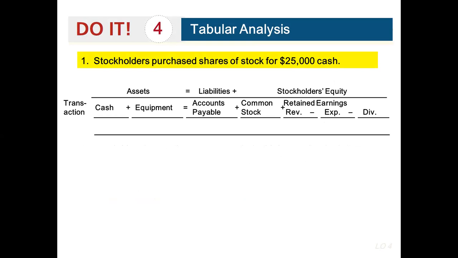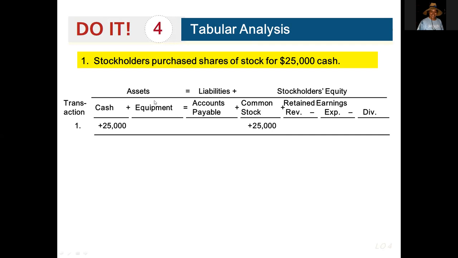Does anybody know how this impacts the assets, liability, stockholders' equity chart on the screen here? I know it's kind of hard. I just want to get a sense of if you know what to do. You can just type it in the chat box. How do we record stockholders investing $25,000 cash in the company? Okay, debit cash, credit common stock. Okay, good. So that's basically what you learn in this chapter.